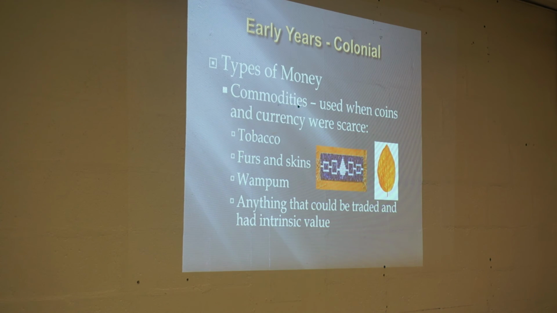Early types of money, in the very early years, there was no coins or currency in the colonies, so basically it was commodity driven. Tobacco, furs and skins, wampum, anything that could be traded and had intrinsic value.